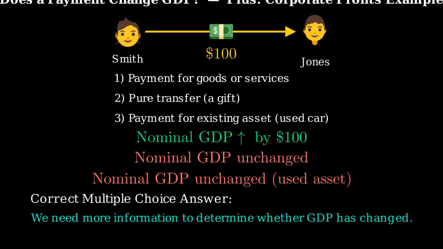If the payment is for newly produced goods or services, nominal GDP increases by $100. If it's a pure transfer or used asset purchase, nominal GDP does not change.